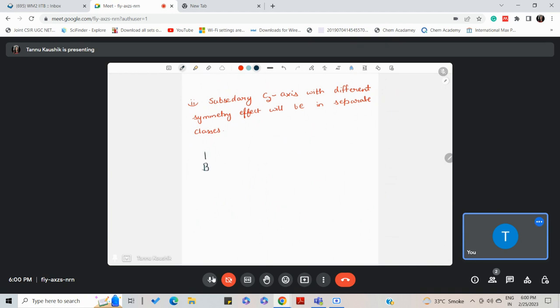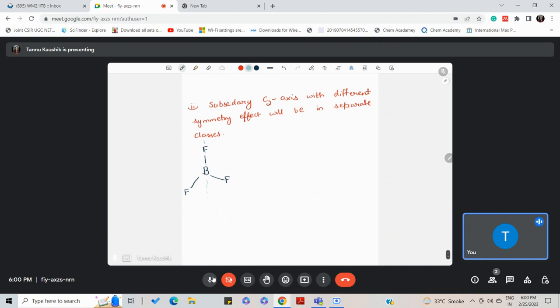So let us take some examples. For example, BF3. In BF3, we have three C2 axis of rotation. A subsidiary means where the principal axis of rotation is of higher order and there are C2 axis of rotation associated within that molecule for that particular principal axis of rotation. For example, here BF3 has C3 axis of rotation as its principal axis, and C2 axis is the subsidiary axis of rotation.